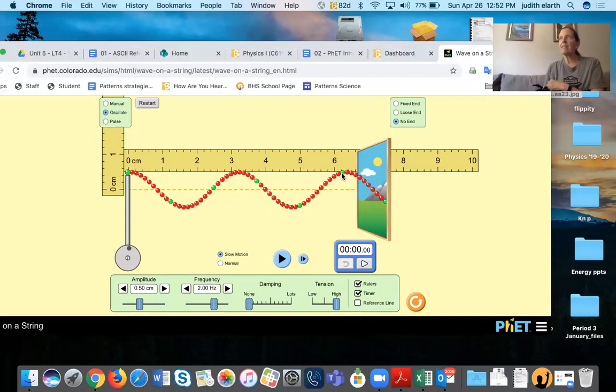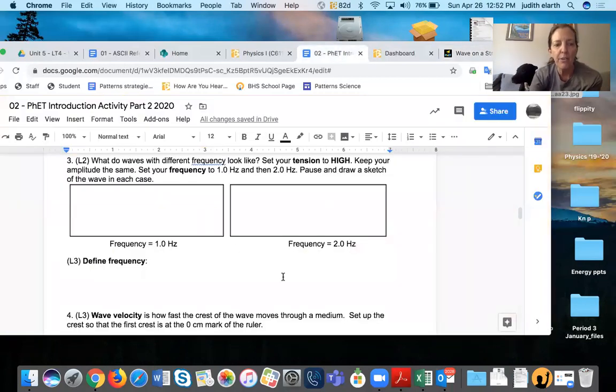So here's what the big takeaway is. When I change it to a frequency of 2, I have 2 waves. Here's 1, 2. When it was a frequency of 1, I had 1 wave. Okay, so that's what you want to draw in here, define frequency.